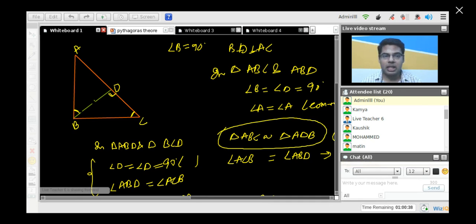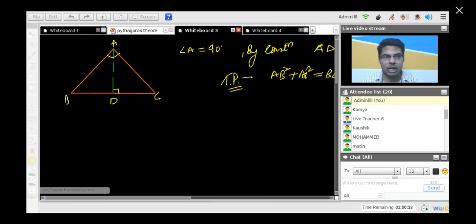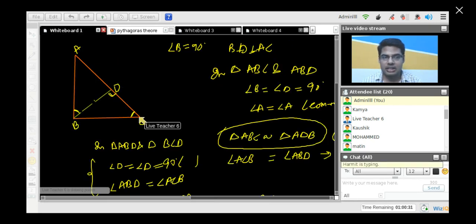So friends, here in this particular figure we have BC as the hypotenuse, and here we have AC as the hypotenuse. Please do not get confused in this, because we have named these two figures differently. Now here ABC is similar to ADB.